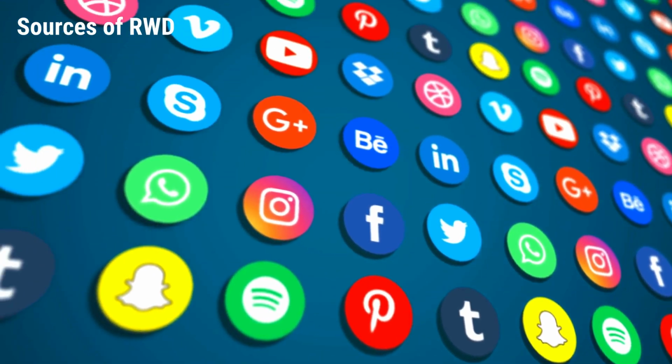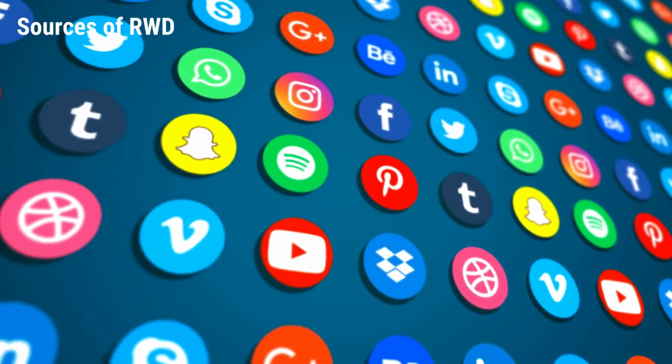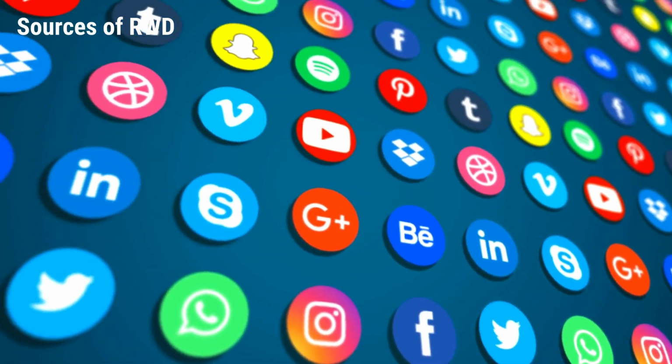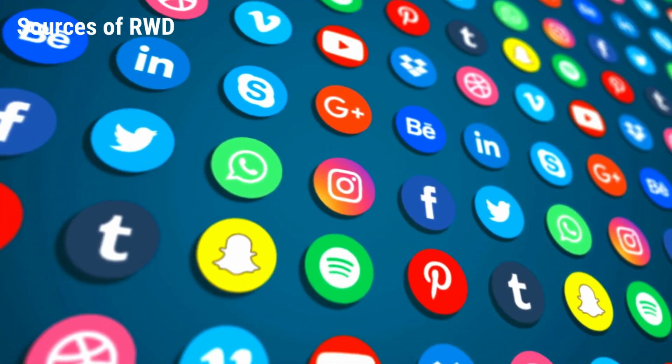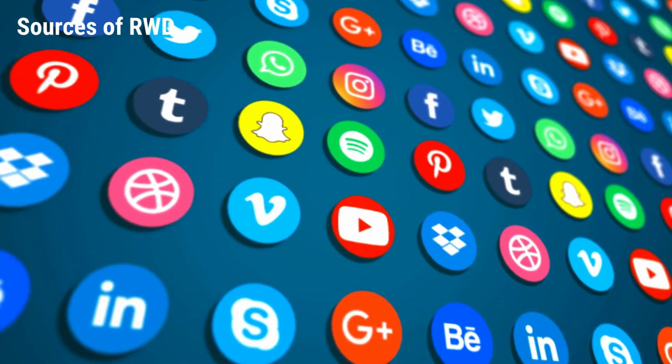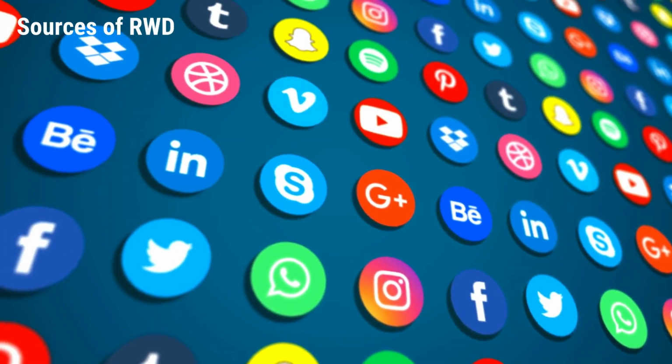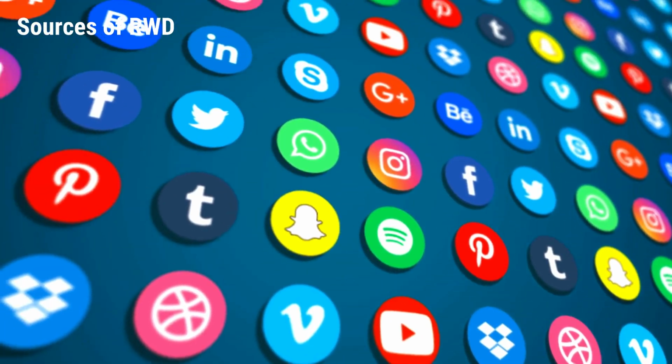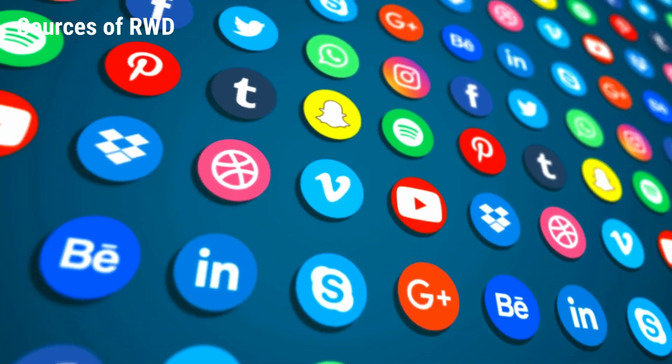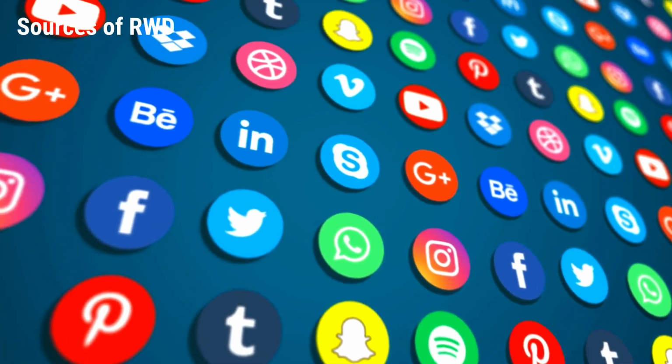Lastly, in our digital world, social media and online platforms have emerged as novel sources of real world data. They are like open forums where patients share their experiences and concerns, offering a real time pulse of patient communities.